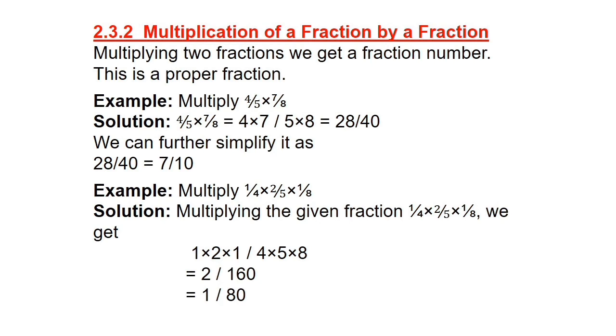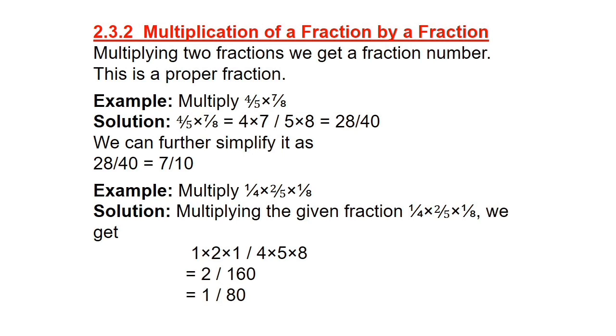Multiplication of a fraction by a fraction. Multiplying two fractions, we get a fraction number. This is a proper fraction. Example, multiply 4 by 5 into 7 by 8. 4 by 5 into 7 by 8 equals 4 into 7 divided by 5 into 8, which gives us the answer as 28 by 40. We can further simplify it: 28 by 40 equals 7 by 10.